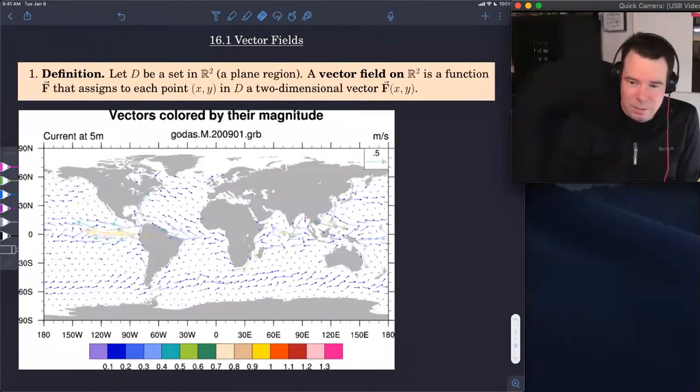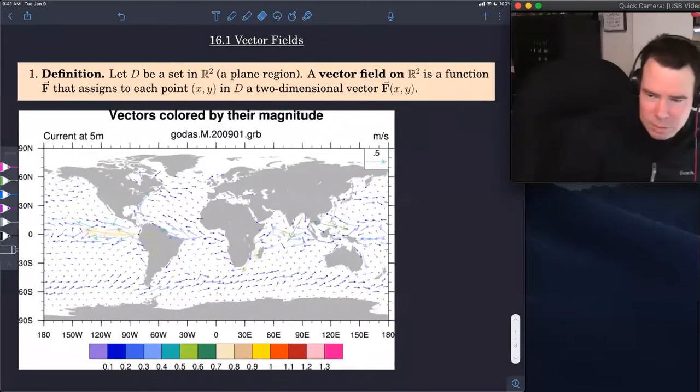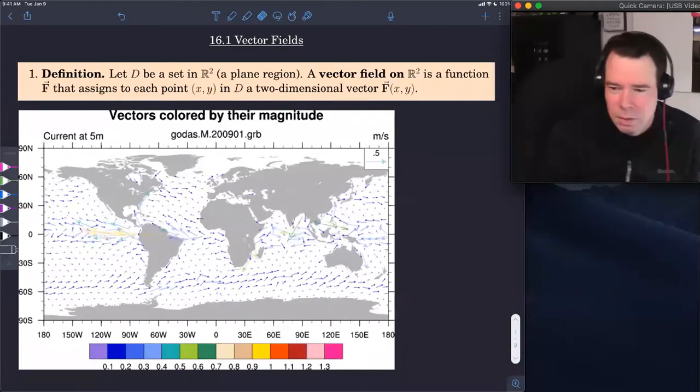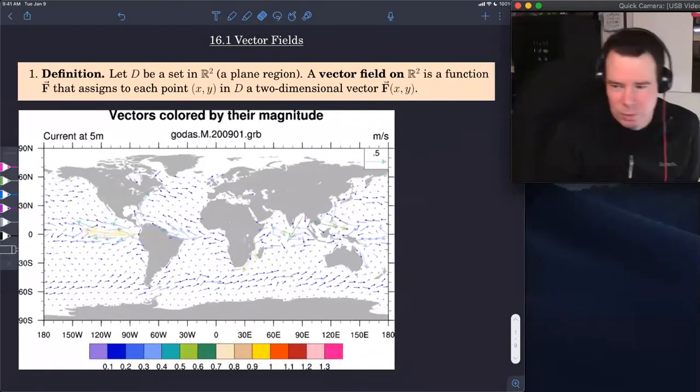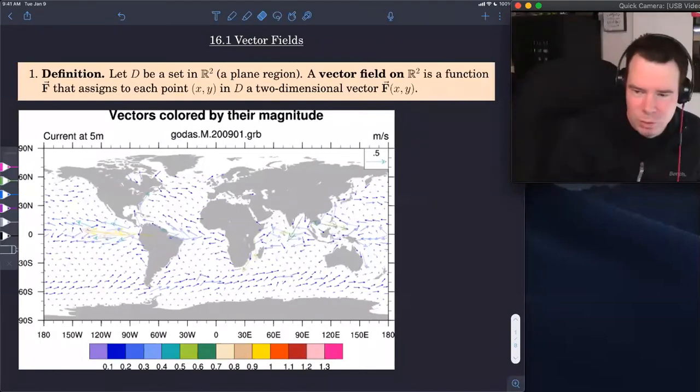Just a couple of examples of where we would see such things. Here's a graph of a weather pattern across the world, and the vectors are color coded, just to indicate magnitude. There's a scale down at the bottom that indicates the magnitude of the vectors. These are vectors, for example, that represent fluid flow, so current flow in the ocean.